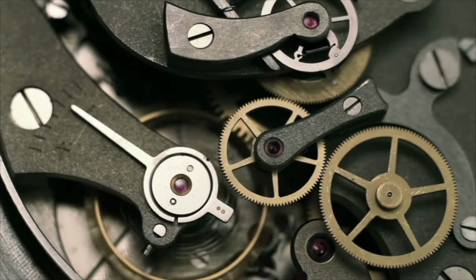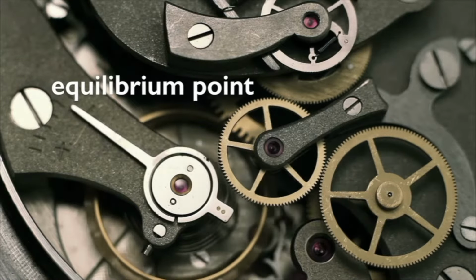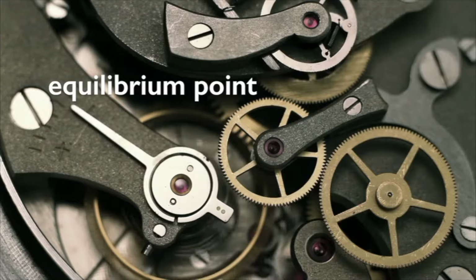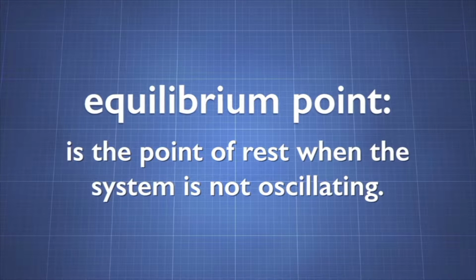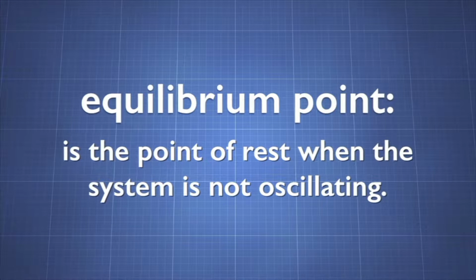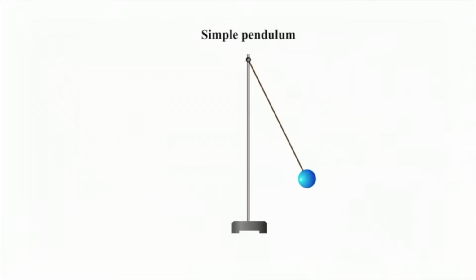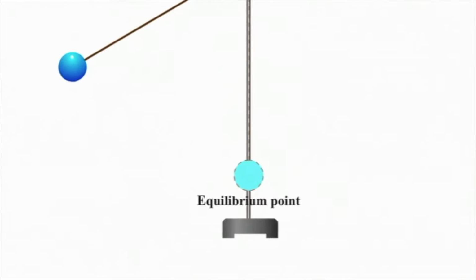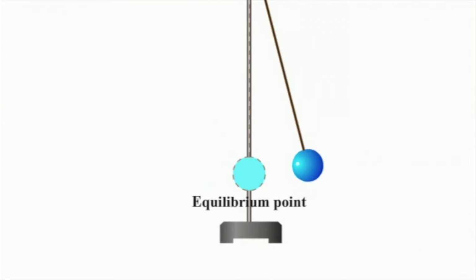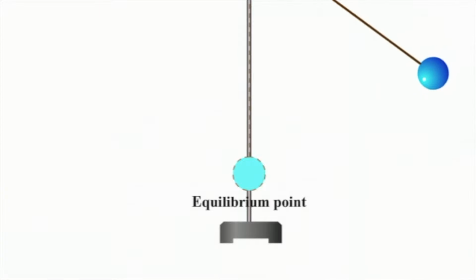Motion in such systems is characterized by oscillation back and forth through an equilibrium point. The equilibrium point is the point of rest when the system is not oscillating. For example, in a pendulum, the equilibrium point is the lowest point through which the weight swings. When the pendulum is at rest, it sits at this lowest point.